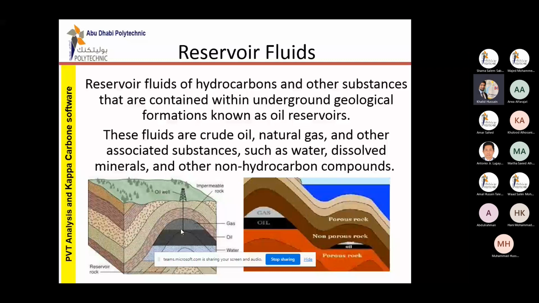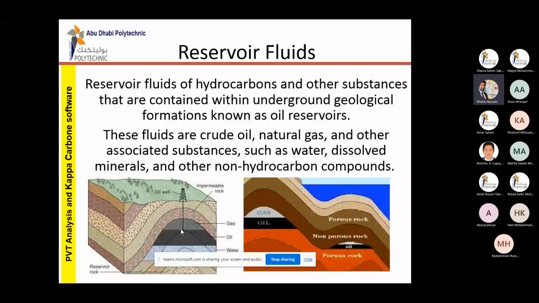For example, how much pressure is in the reservoir normally? Any idea? 2000 psi or bar? I work most of the time in bar, so if you multiply bar with 14.7, it becomes psi. So for example, it's around 3000 psi, more than 2000 psi. How much pressure is in your car tire? 30. You can compare 30 versus 3000. It's a very high pressure in the reservoir.